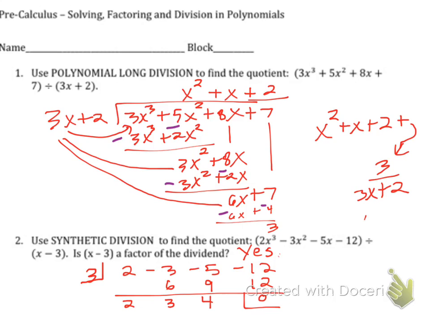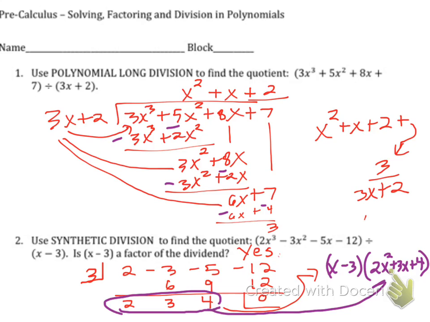The most important thing, though, is when you find out x minus 3 is a factor, that means x minus 3 times that 2x squared plus 3x plus 4 piece you got, your quotient. Multiply those two together, you get the original. And keep that in mind, that's really important.